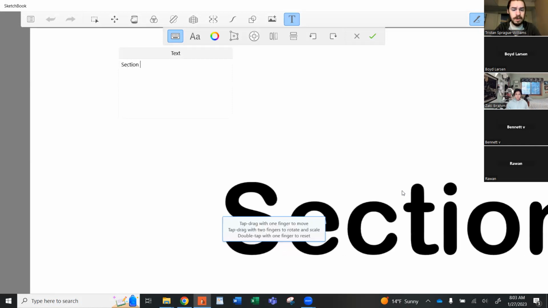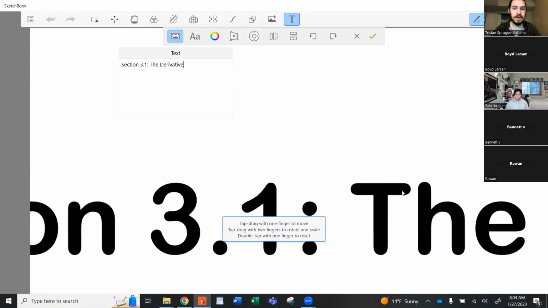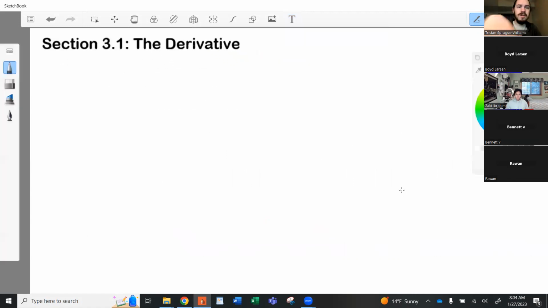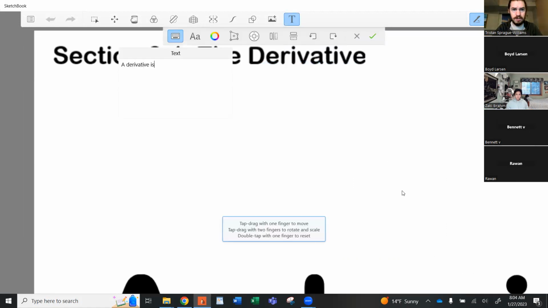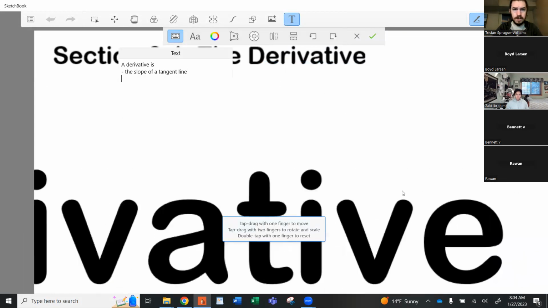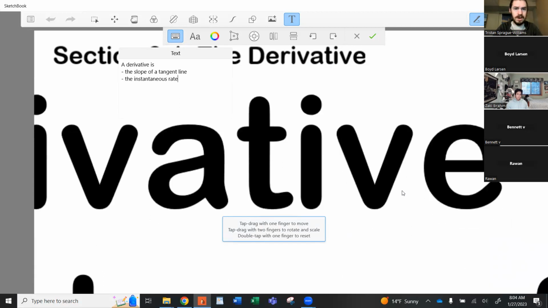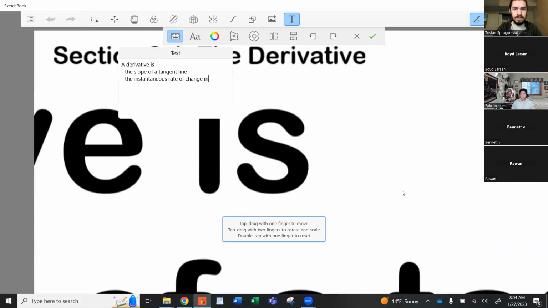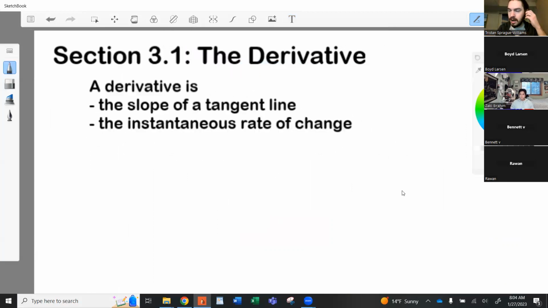Okay, so we are starting a new chapter, the derivative. Instantaneous rate of change, right? That's our first thing. A derivative is the slope of a tangent line, the instantaneous rate of change in something. There's two different characterizations of what a derivative is. A derivative is both of those things, okay? Sort of like different perspectives.